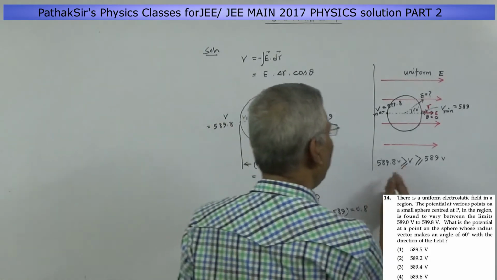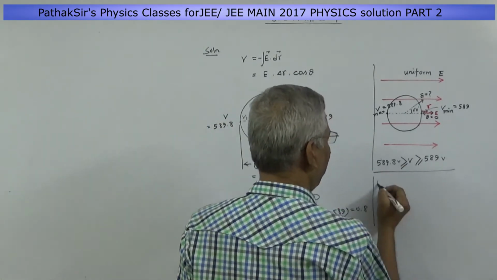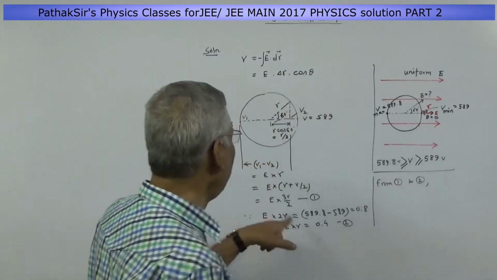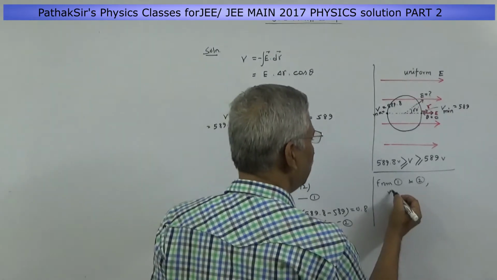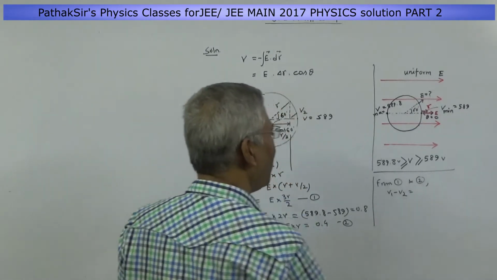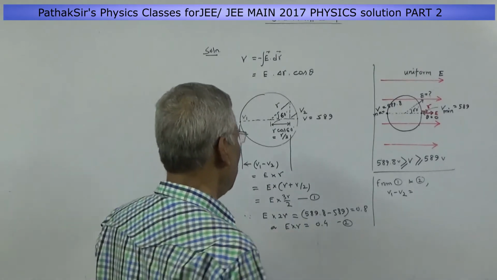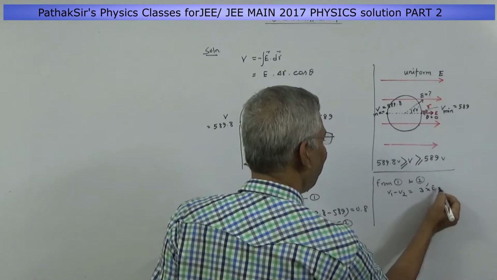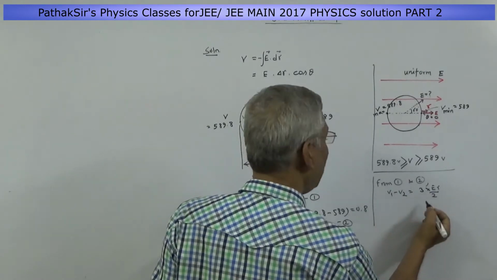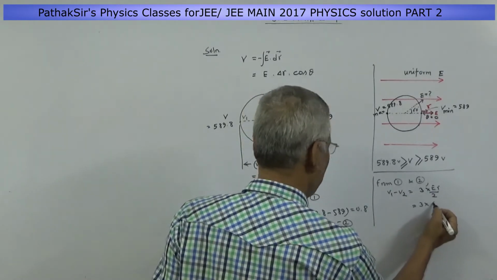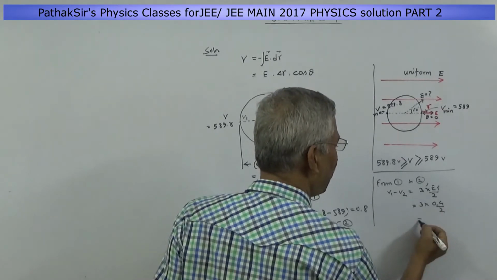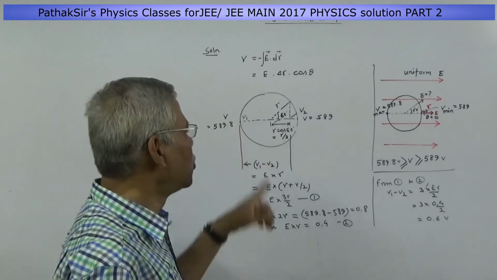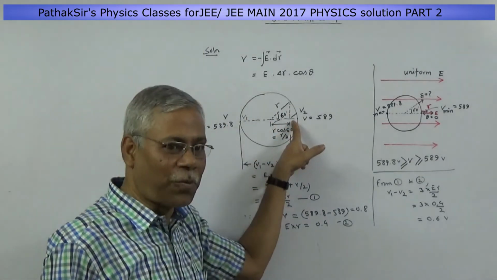From 1 and 2, V1 minus V2 equals 3 into ER by 2, 3 into 0.4 by 2, 0.6 volt. So the drop in potential is 0.6 volt.